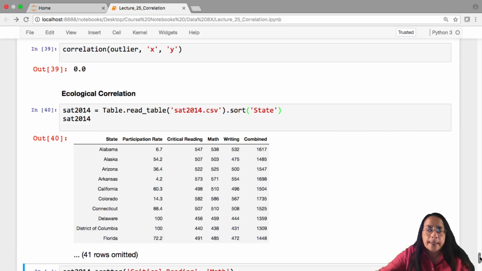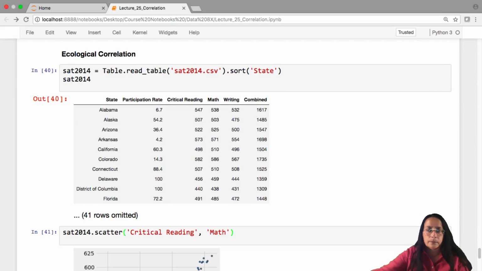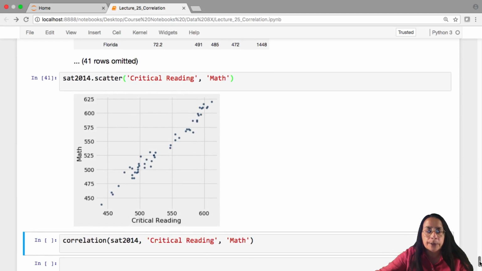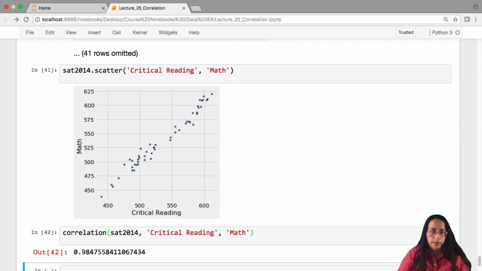Let's draw a scatter diagram of the critical reading and math scores. Look at that. Almost linear, very, very tight. And indeed, if you compute the correlation, you have 0.985 almost, extremely high.